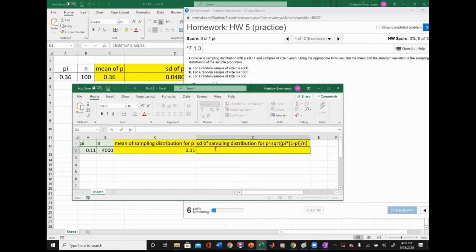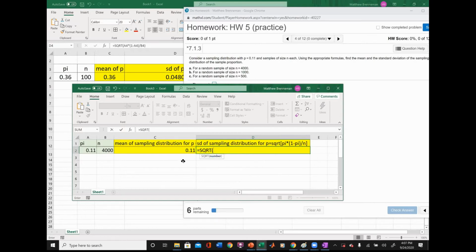Now I'm going to compute the standard deviation of the sampling distribution for the sample percentage. Whenever you want Excel to return a value, you always have to type equals first, for any formula. And when you start typing in the command for square root, it automatically brings it up. You double click on it.